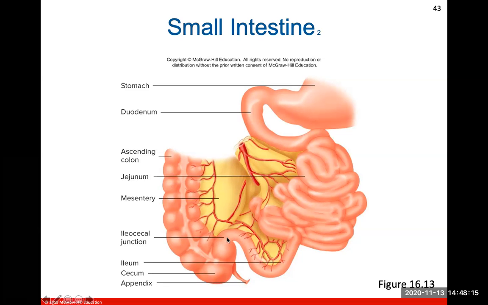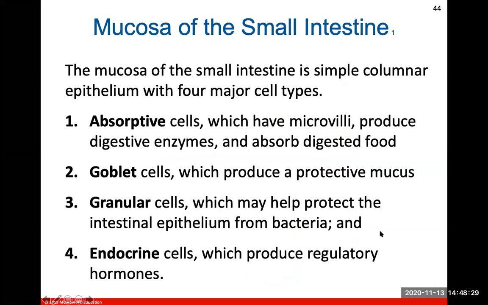And I'm getting ahead of myself, but this is a good picture of how the ileum attaches to the large intestine. And the cecum is kind of a pouch. And then you can see your appendix coming off of the large intestine at the base.